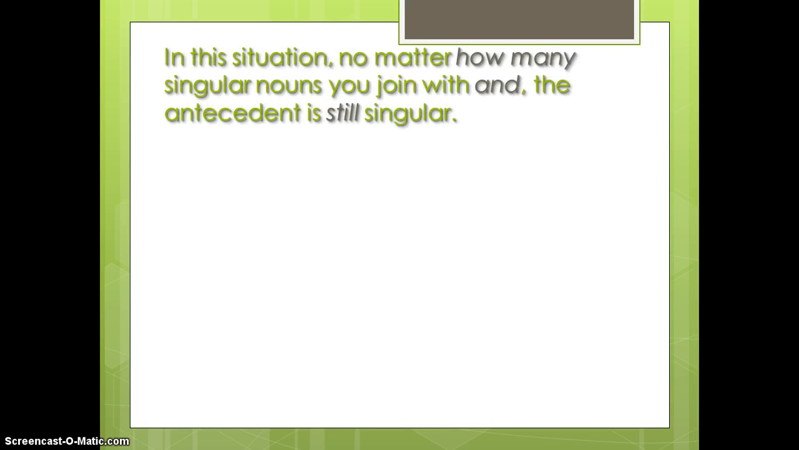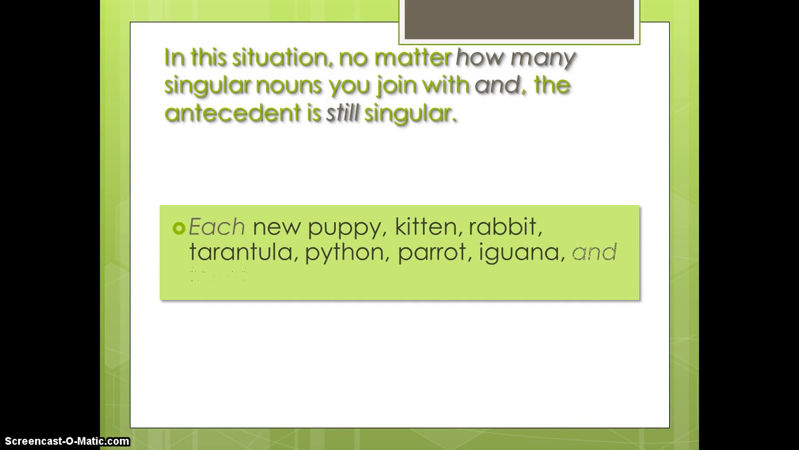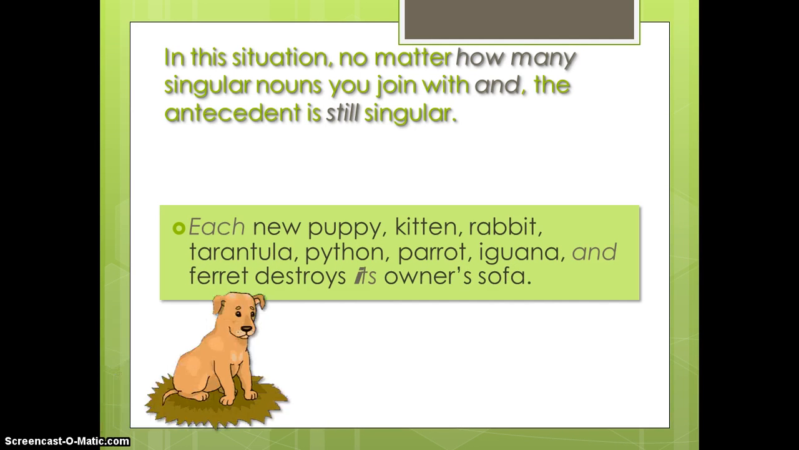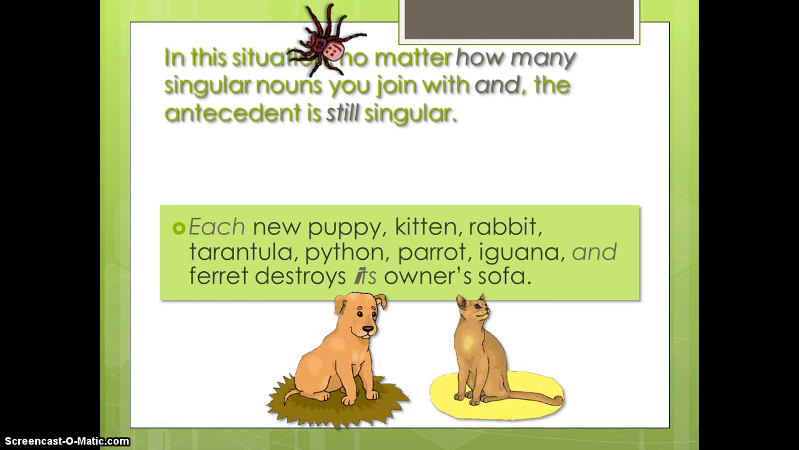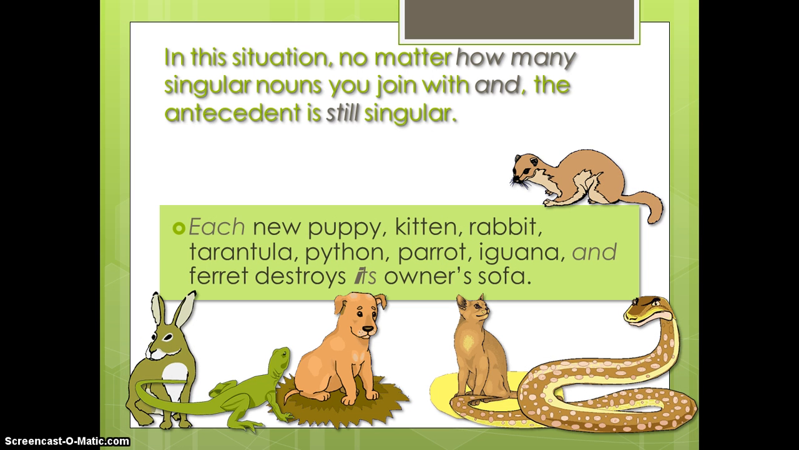So, think of it like this. No matter how many singular nouns you have, if you are using each or every, it's going to be singular. Each new puppy, kitten, rabbit, tarantula, python, parrot, iguana, and ferret destroys its owner's sofa. Spiders. Bunny, snake, iguana, ferret. I don't know what sound a ferret makes.